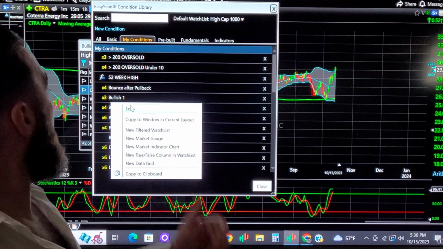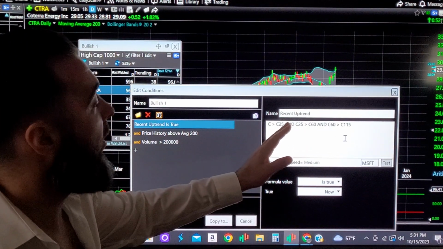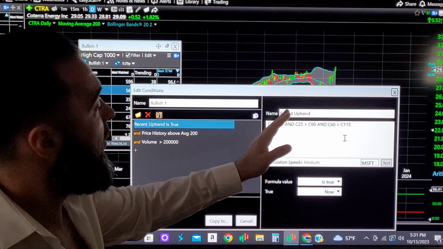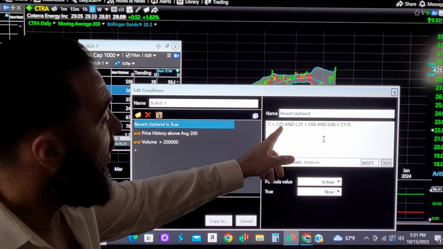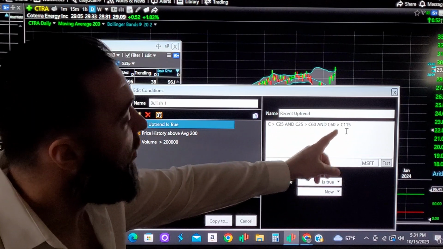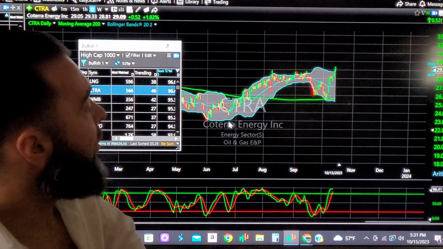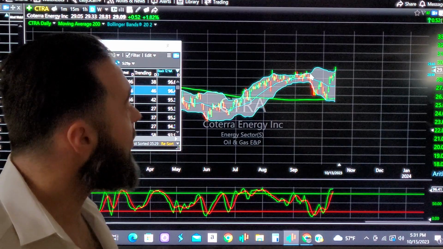This is just one of my bullish scans. If I go to edit, this is what one of my bullish scans is based on. The close is higher than the 25-day close, and the 25-day close is higher than the 60-day close, and the 60-day close is higher than the 115 close. But you still got to be able to pull up the chart and see if it looks right for you.